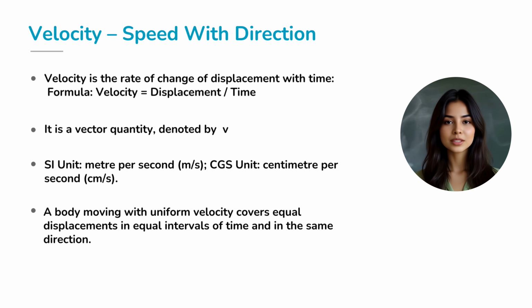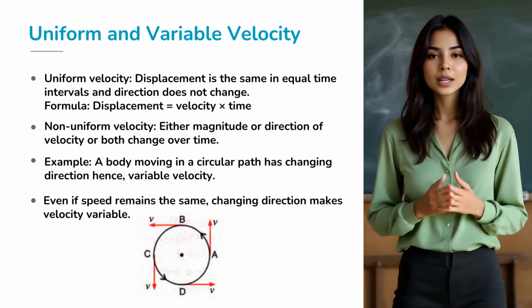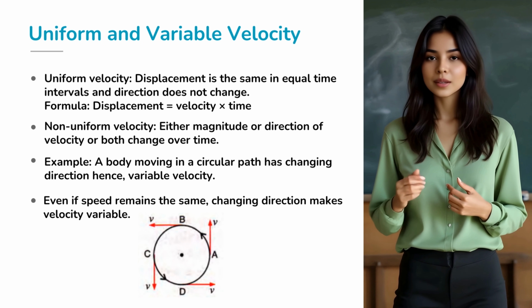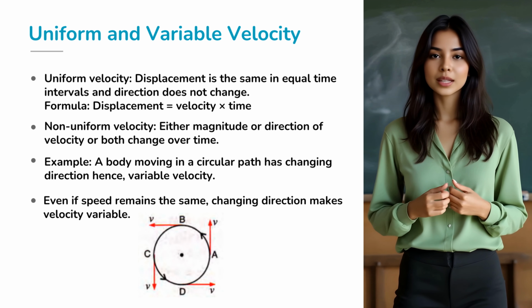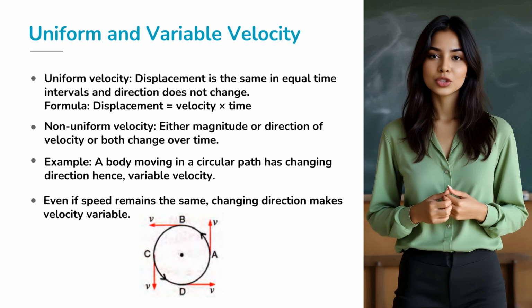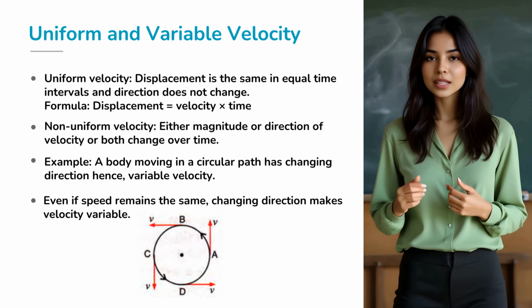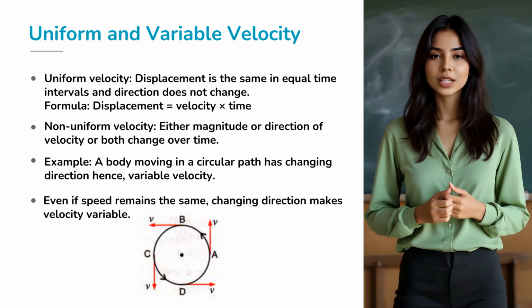Uniform velocity means equal displacements in equal intervals of time, always in the same direction. Velocity can be of two types: uniform and non-uniform. In uniform velocity, both speed and direction remain constant, like a car cruising straight down a highway. But in non-uniform velocity, either the magnitude or direction or both change.